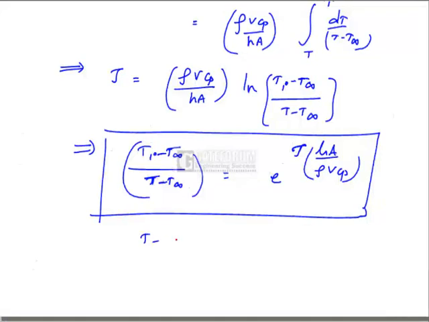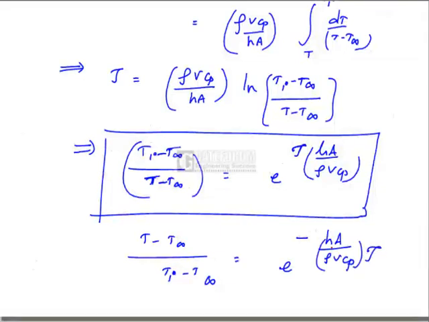Or it could be even written as T minus T infinity by Ti minus T infinity, where Ti is the initial temperature, is e to the power of minus hA by rho V Cp into tau. Tau is in seconds. This is the temperature variation with respect to time under unsteady state condition, or lumped heat capacity analysis of the body. In this it is assumed that the temperature throughout the solid at any instant of time is the same. That is, the thermal conductivity of the body we are considering should be of very high value, and the size of the body very small.